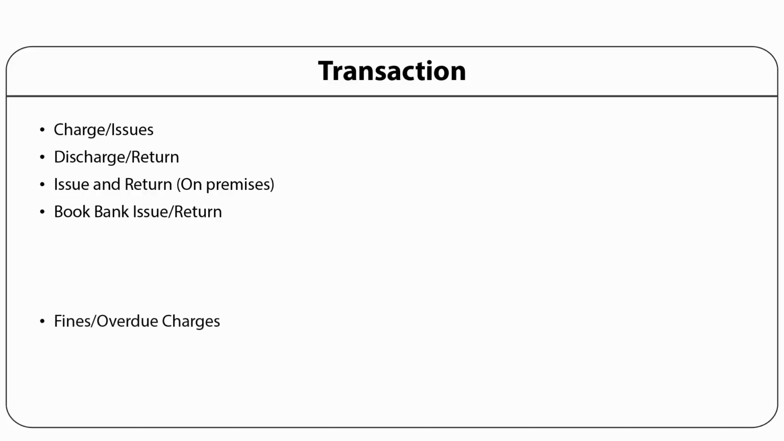Number 8, fines or overdue charges. An item is said to be overdue if it is not returned to the library on or before due date specified at the time of charge or renewal or recall. The system should detect the overdue items and produce suitable overdue notices to the member. When required, the system should be able to provide listings of overdue items and members having overdue items.